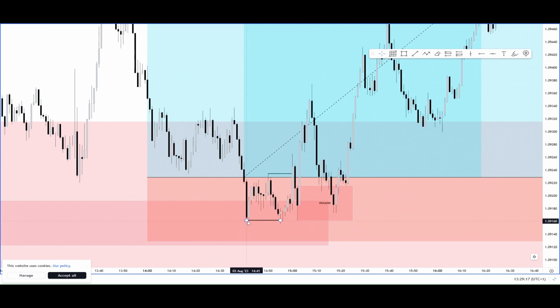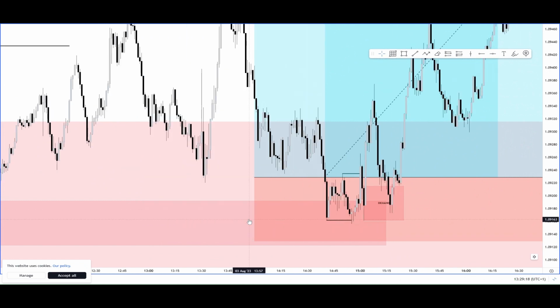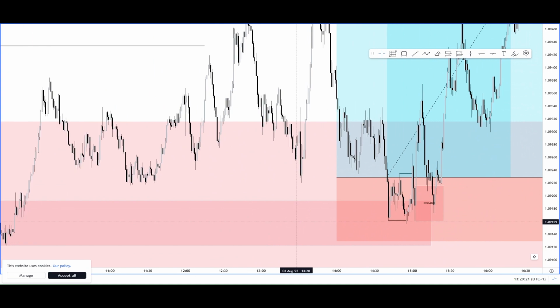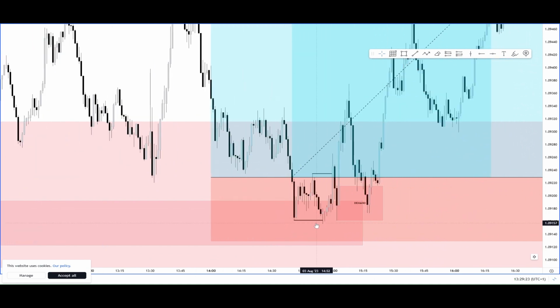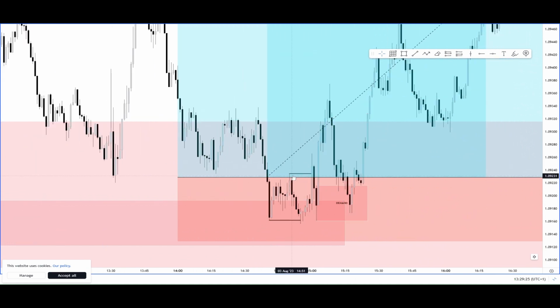So we wicked the bottom. So we tapped into this 15-minute demand zone. We didn't break structure again. We then tapped and we actually liquidated that low. And then that liquidated low actually broke structure and created a high, which is this point here. And then obviously you could enter from this point, from this candle here, which is the extreme of that.